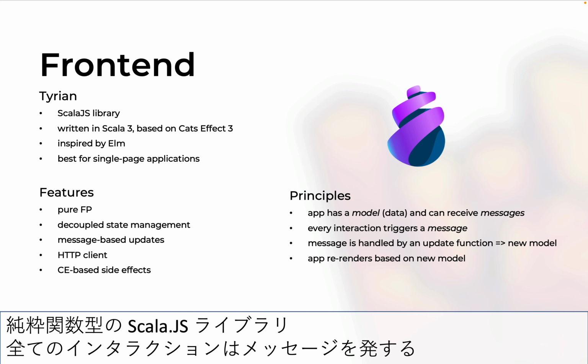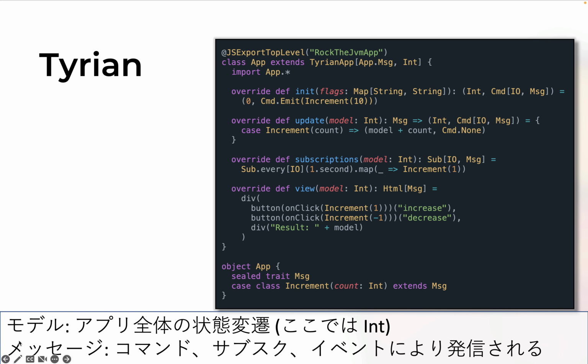Now, let me describe the Tyrian principles in more detail. So this is one of the simplest Tyrian applications that you can possibly add. The application has a model which only stores a single number, and that model is incremented or decremented depending on whether you click one of two buttons on a front-end page. Let me describe the pieces of the application in turn. So the model is the state of the entire application, and a message is a piece of data handled to update the model. So the model is only changed by receiving a message. So message plus model gives us back a new model.